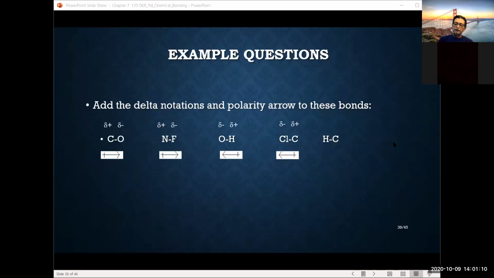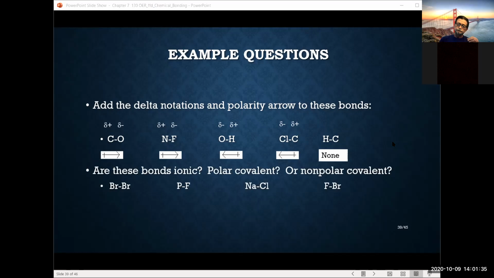Now, when it comes to hydrogen and carbon, as I stated earlier with respect to the diatomics, the electronegativity of hydrogen and carbon is essentially the same. So it's a nonpolar bond. So there would not be a delta notation or a polarity arrow for a carbon-hydrogen bond. Okay.